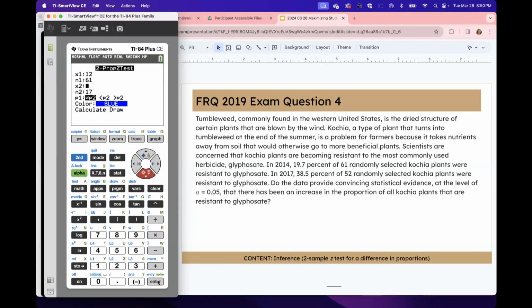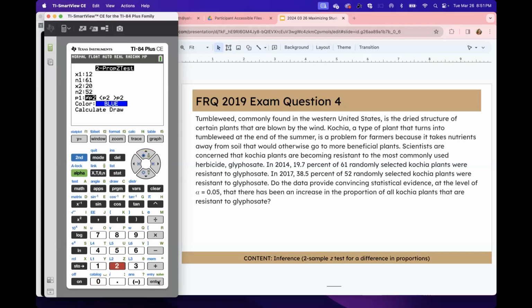And then for our second sample, 0.385 times 52. I'm guessing it's going to give us a non-whole number. So we'll go back up and change that to 20 out of 52.